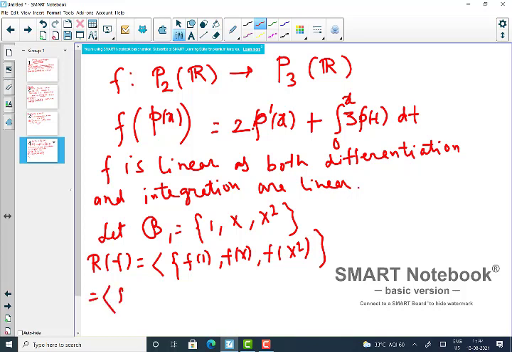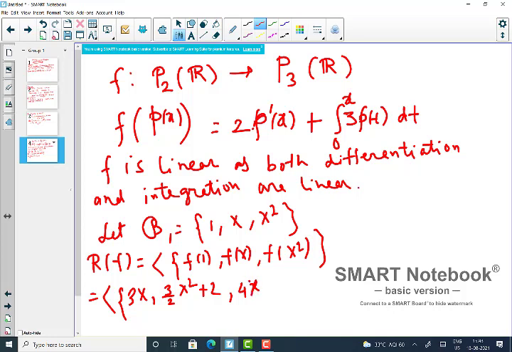So what is F of 1? If you plug in 1 for p(x), the derivative vanishes, so this will be 0, and this is 1, giving you 3x. So F of 1 equals 3x. For F of x, you plug in x, so this gives you 2x, and this gives x squared by 2, so 3 by 2 times x squared, and the derivative gives 1, so this is 3 by 2 x squared plus 2. And for x squared, its derivative is 2x, times 2, so 4x for the first one.